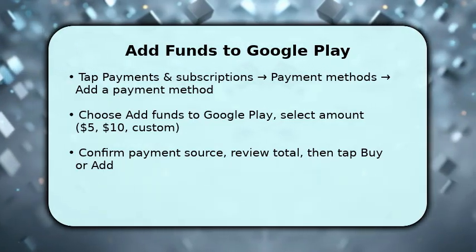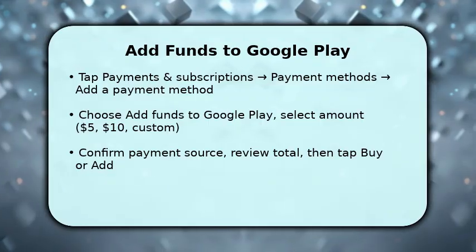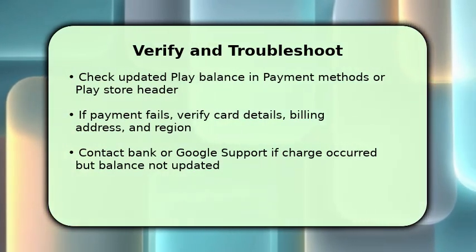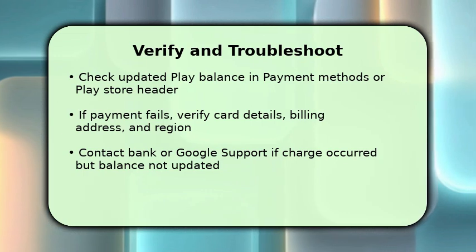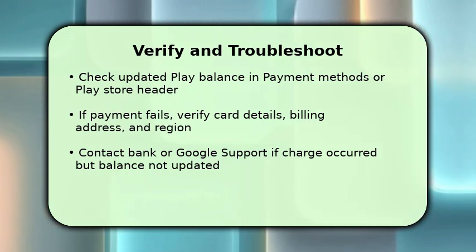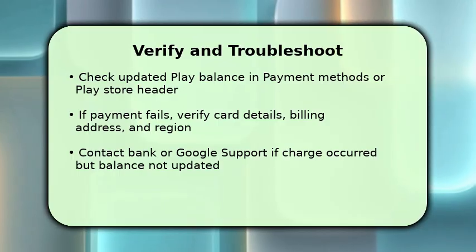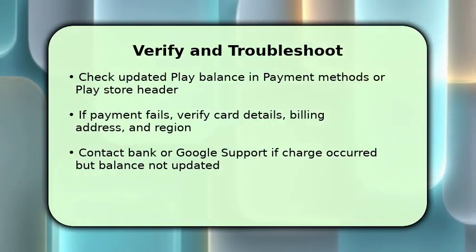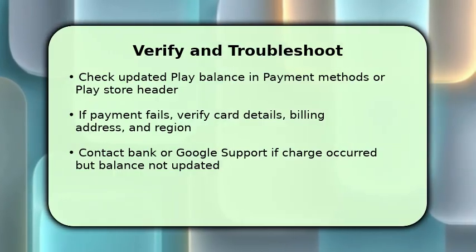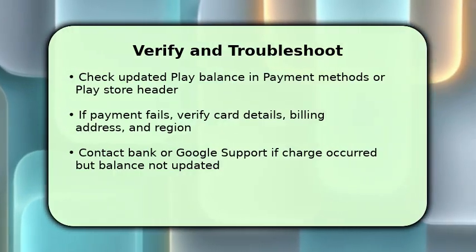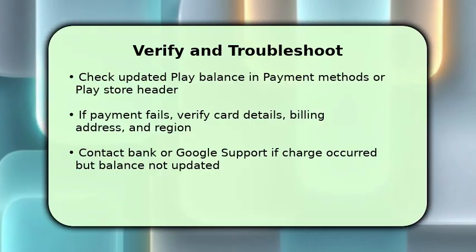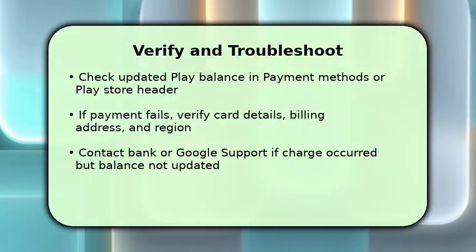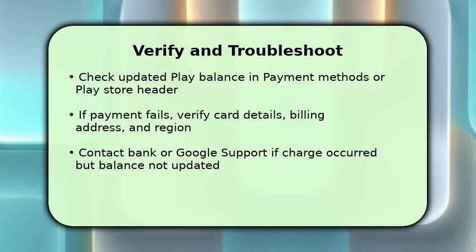Finish by verifying the new balance appears in Payment Methods or at the top of the Play Store. This confirms success. If the charge fails, double-check card number, expiry, CVV, billing address, and that your Google account region matches your card issuer. If your bank authorized a charge but balance didn't update, don't panic. Contact your bank to confirm the transaction and then open Google Play Help or Support to request a balance correction. Make sure to keep receipts and timestamps handy for faster resolution.